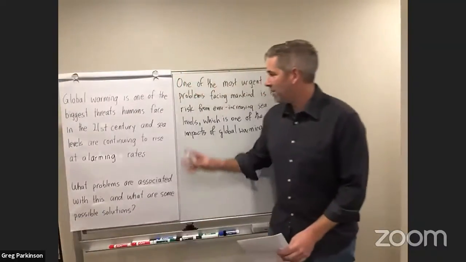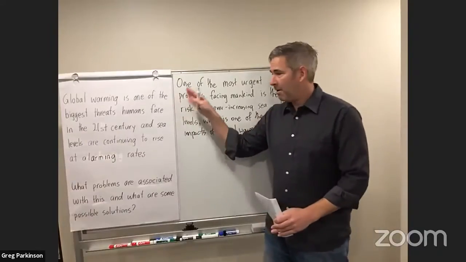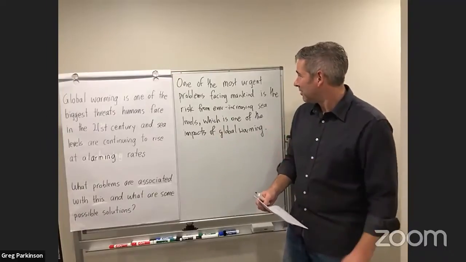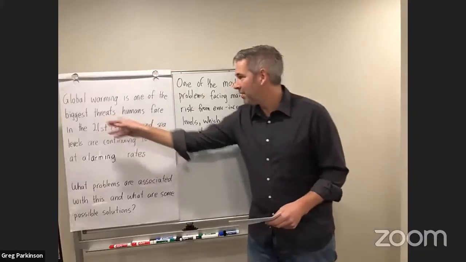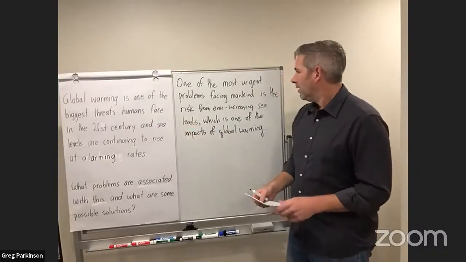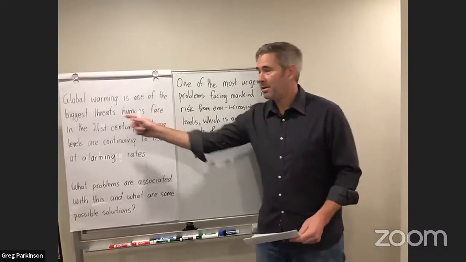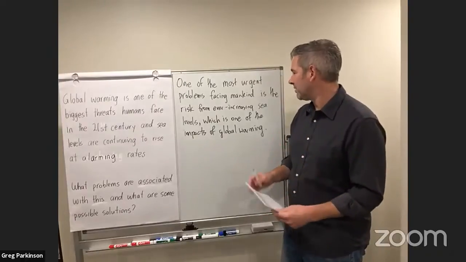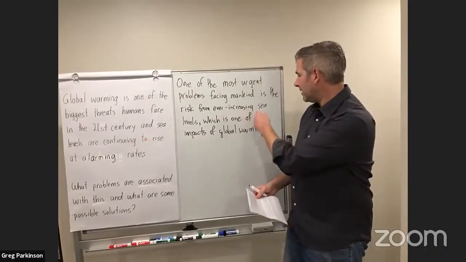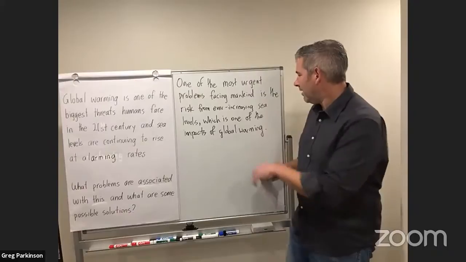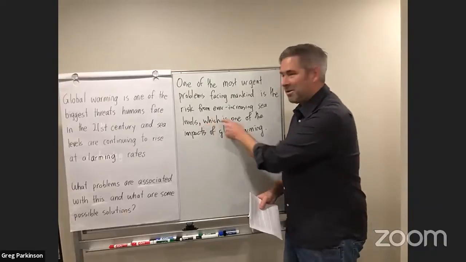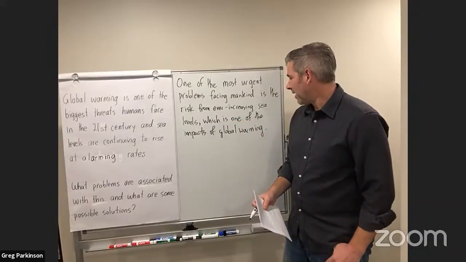Okay, so what I have here is, this is my paraphrasing of the statement we're given by the examiner. I skipped a line before, so sorry about that. So one of the most urgent is related to biggest threats facing mankind. So mankind is humans. Is the risk, right? So risk is threat from ever increasing, right? So even with sea levels continuing to rise, I've paraphrased that as ever increasing. And here, I'm also including the part about global warming, but complex sentence, right? So, which is one of the impacts of global warming.